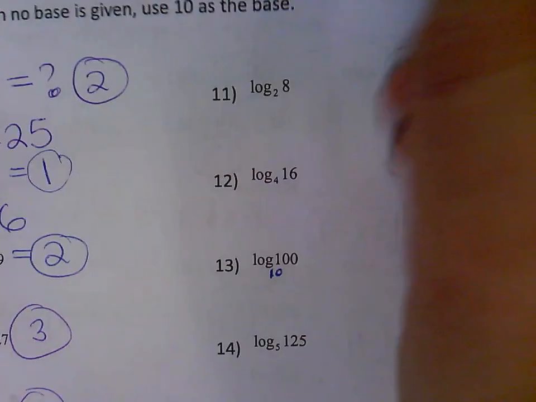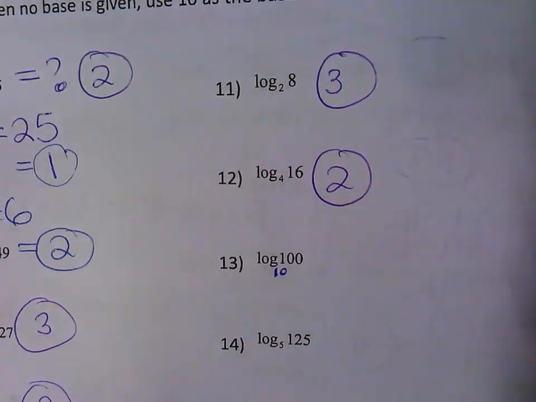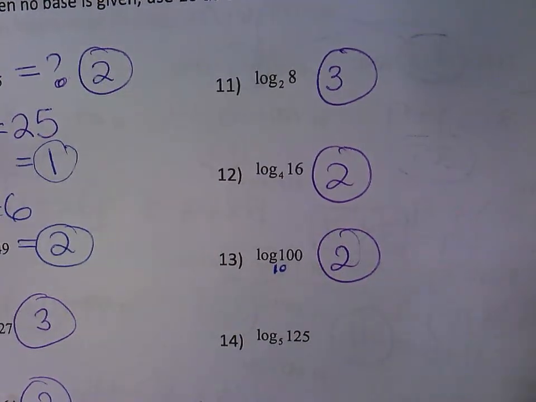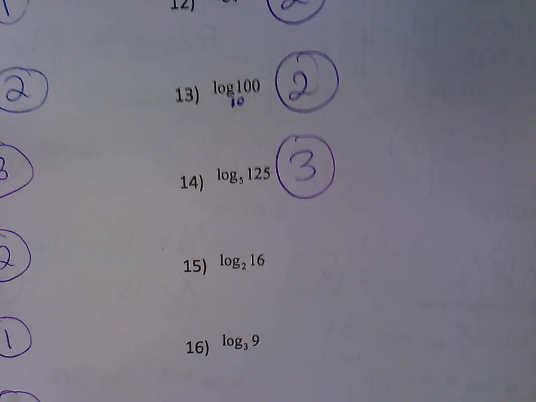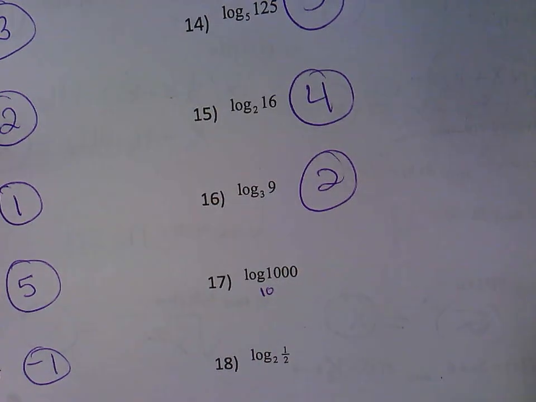Number 11, this one would be 2 cubed is 8. 4 squared is 16. 10 squared is 100. 5 cubed is 125. See how once you see it as an exponent, you're just evaluating exponents again. 2 to the fourth is 16. 3 squared is 9. So there's no base. You put a little base of 10 in there.